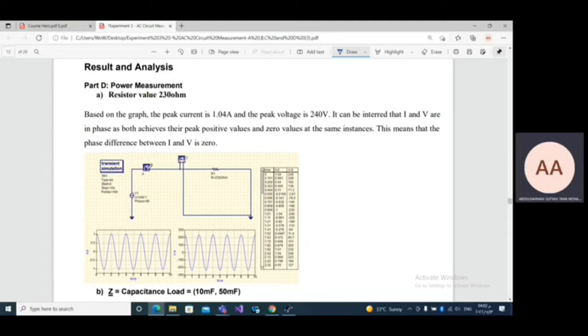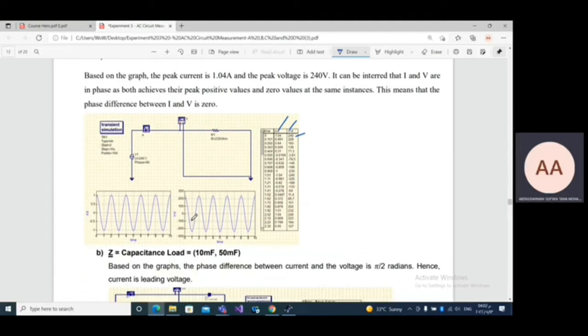We also have a multimeter here to help us measure the AC current and voltage. Based on the graph, we can see that the current is 1.04 and the voltage is 240. So I and V are in phase. Both achieve their peak in a positive value and zero value in the same instant. That means the phase difference between I and V is zero.